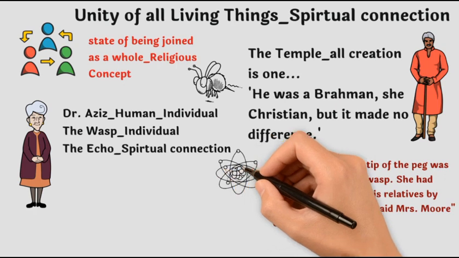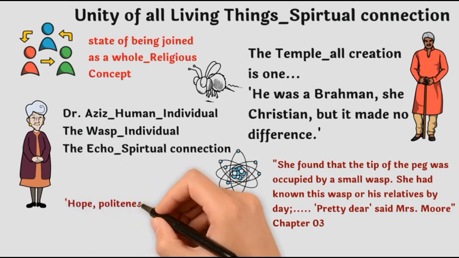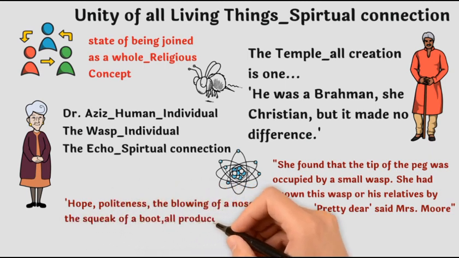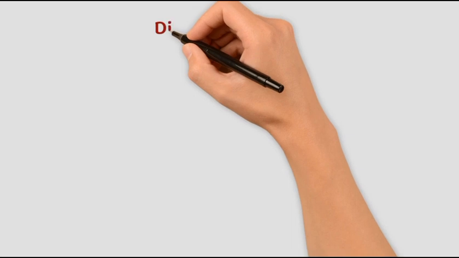Then the echo in the caves. It also shows a connection. Now, after hearing the echo, Mrs. Moore placed everything in the boom of the echo. She connected everything of her life, from her children to her religion. In chapter 14, it is mentioned: hope, politeness, the blowing of a nose, the squeak of a boot all produce boom. So that wholeness of the boom or the echo had overcome Mrs. Moore, and she was now a part of the spiritual connection, the unity of all living things in the world.